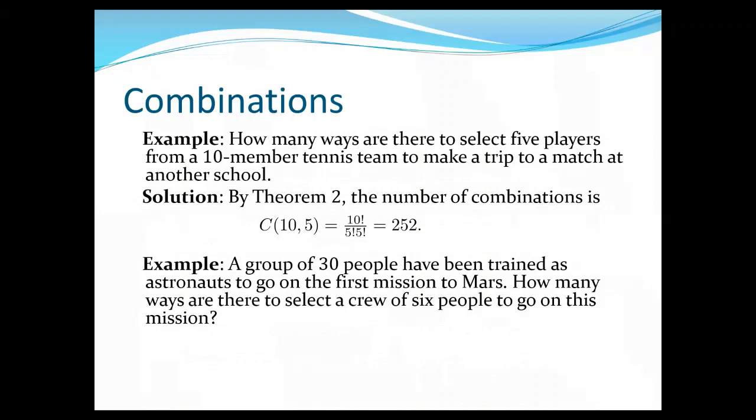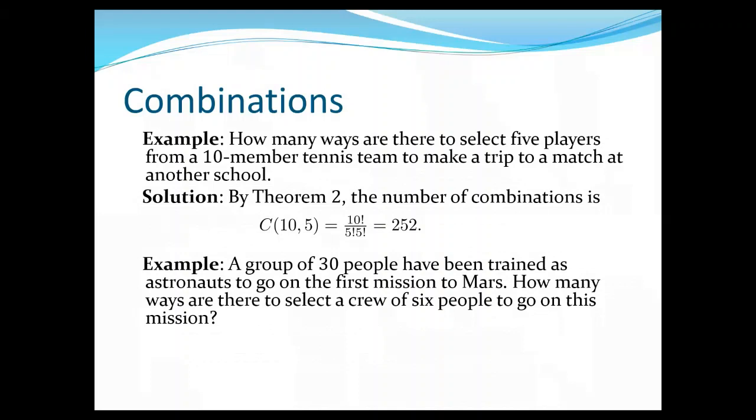Okay. Another example. A group of 30 people have been trained as astronauts to go on the first mission to Mars. How many ways are there to select a crew of 6 people to go on this mission? Okay, so only 6 people will be going to Mars from the 30 people that have been trained. So what will be the possible combination? From the 30, who will be the people? What will be the pattern?